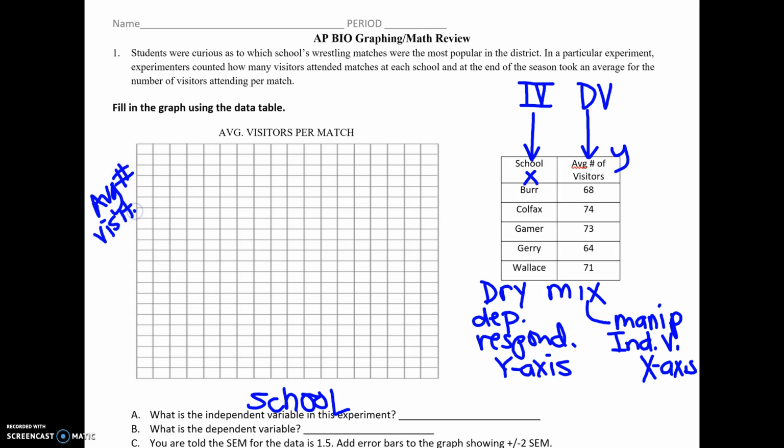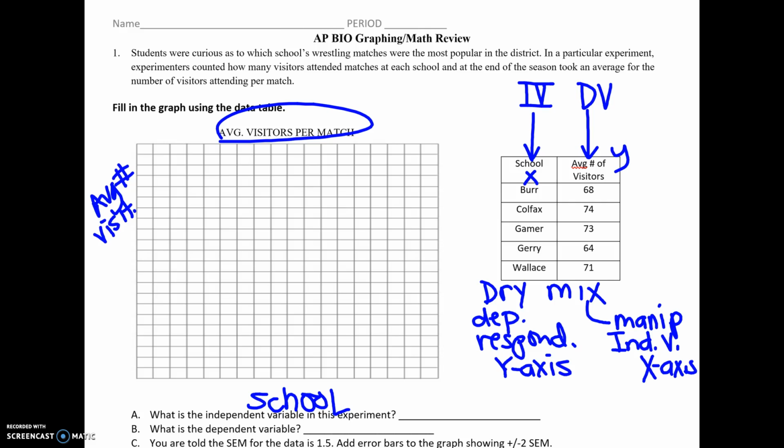Now, don't forget a title. It happens to be here, but on the test it will not. So you will get points for properly having the title. You will get points for properly having the correct variable on the correct axis. Don't forget, when you're labeling the axes, if there are units, include those units. In this case, there are no specific units like milligrams, but you would write the units straight from your table to your graph.